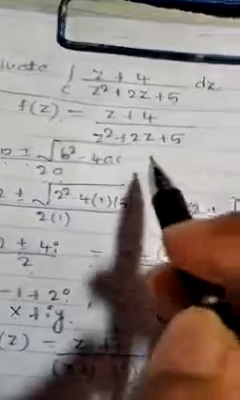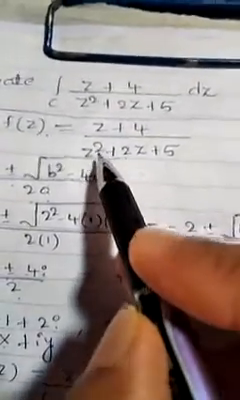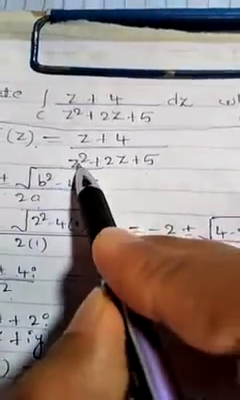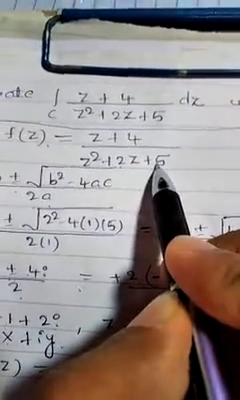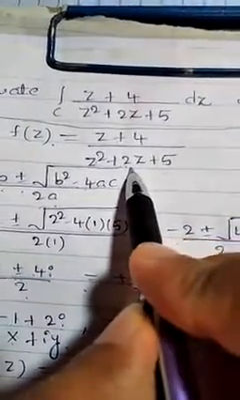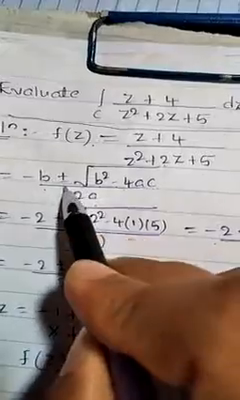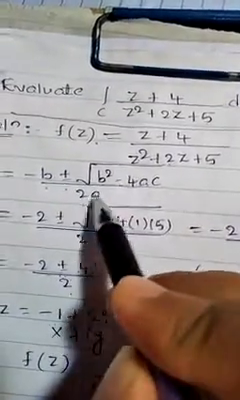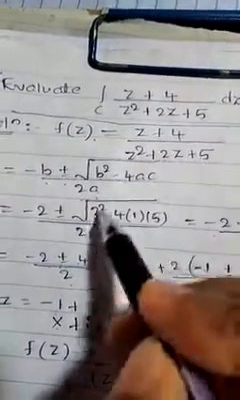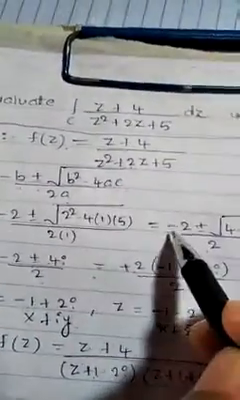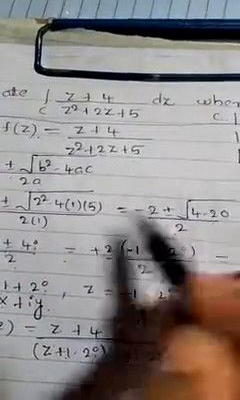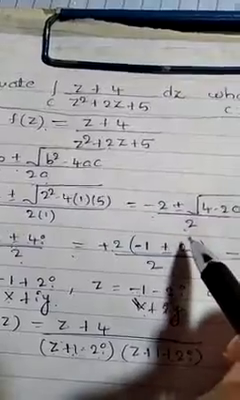First of all, we need to find the poles of the given function. Here the denominator is z square plus 2z plus 5. Therefore this can be solved by Sridhar's formula: minus b plus or minus root b square minus 4ac divided by 2a. Here a is 1, b is 2, c is 5. Substitute the values and solve. Minus 2 plus or minus root of 2 square is 4, minus 4 into 5, 20, divided by 2.